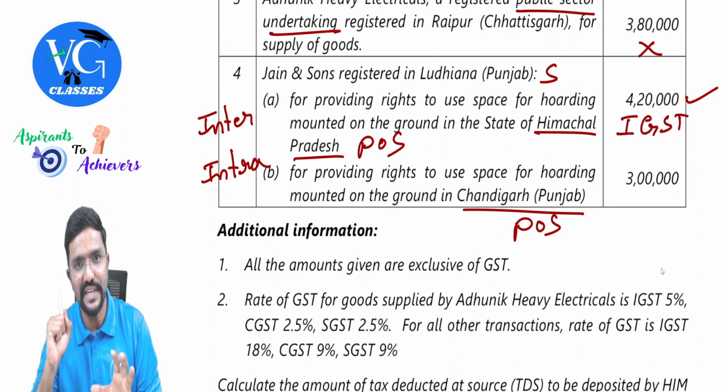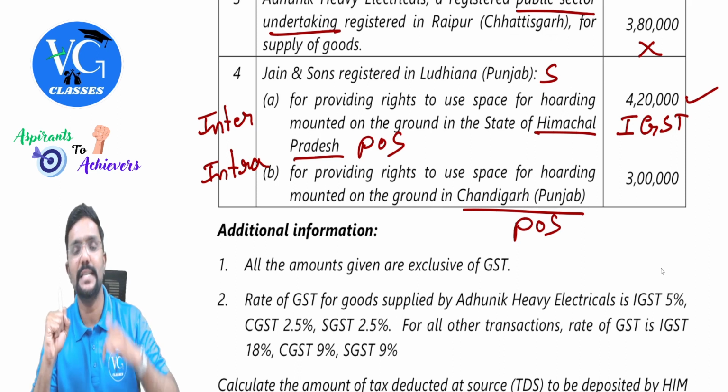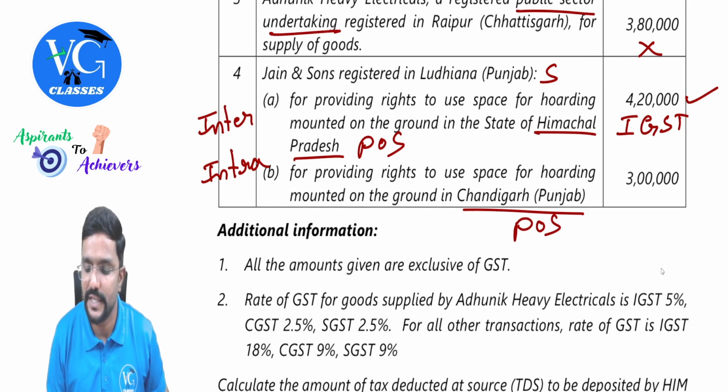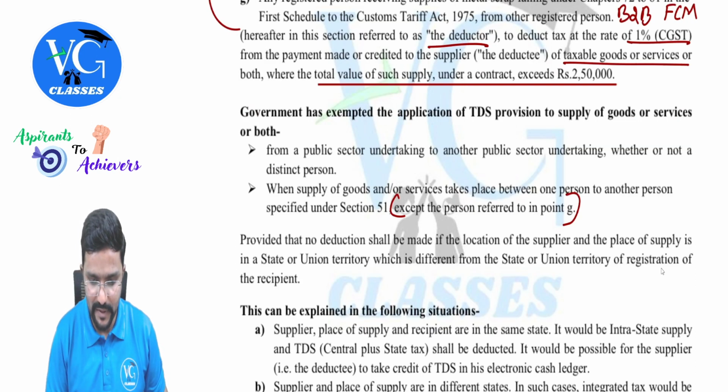So nature of supply is intra. But as the recipient is in another state, TDS is not applicable. So on this, TDS is not applicable. Sir, this is as per which provision, sir? Just a minute.